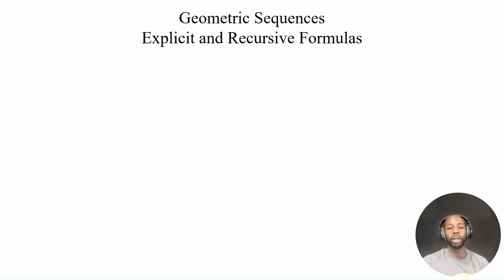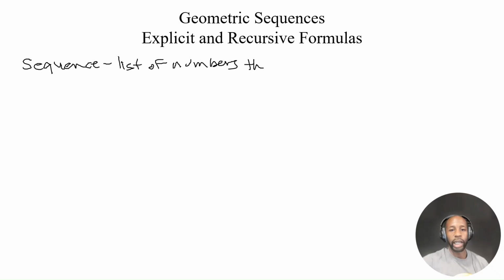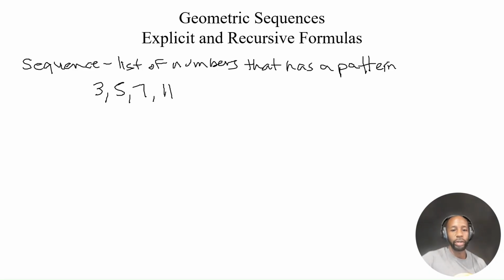All right, so let's get into a couple of definitions here. First of all, a sequence is basically a list of numbers that has a pattern. This is important to note because there are a couple of different kinds of sequences. Oops, I skipped one there. Okay, so there's one sequence.